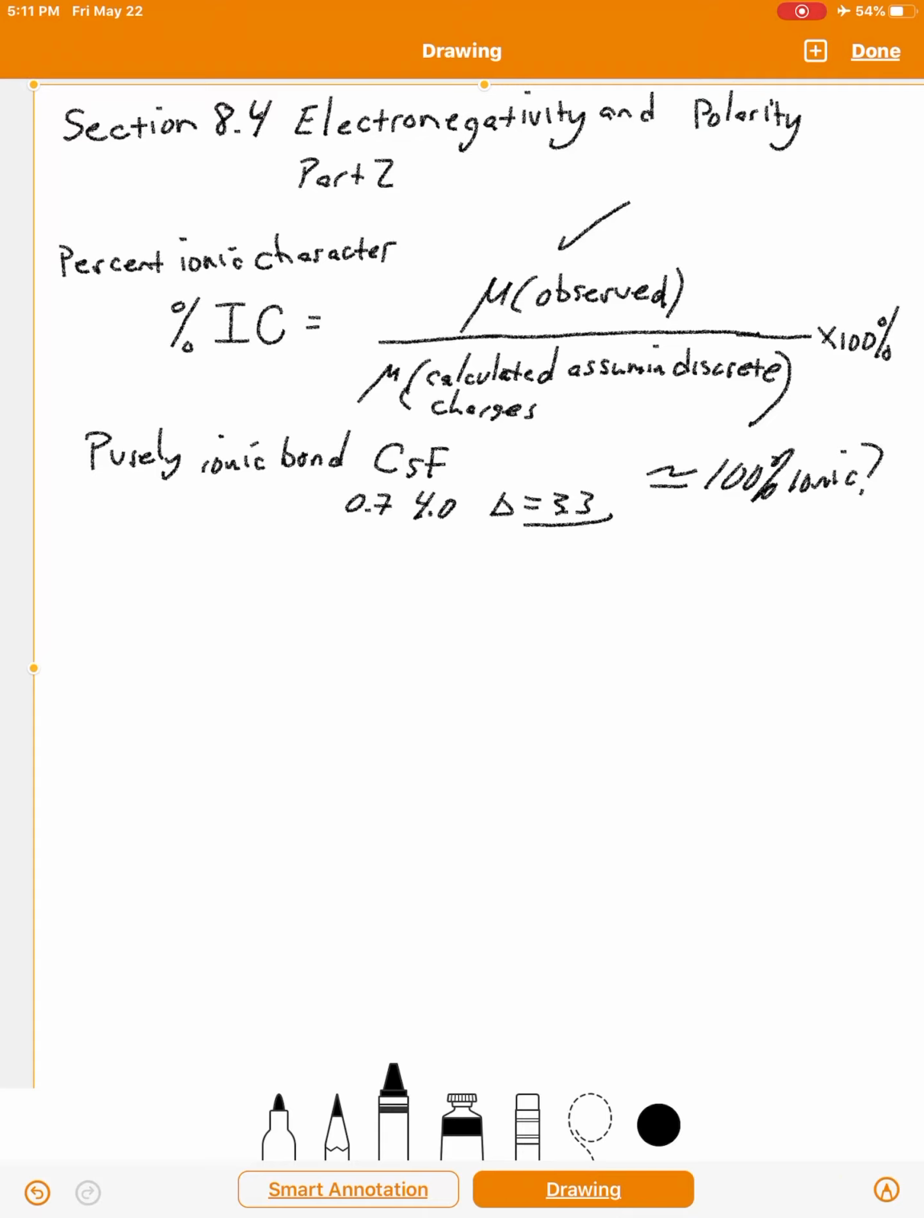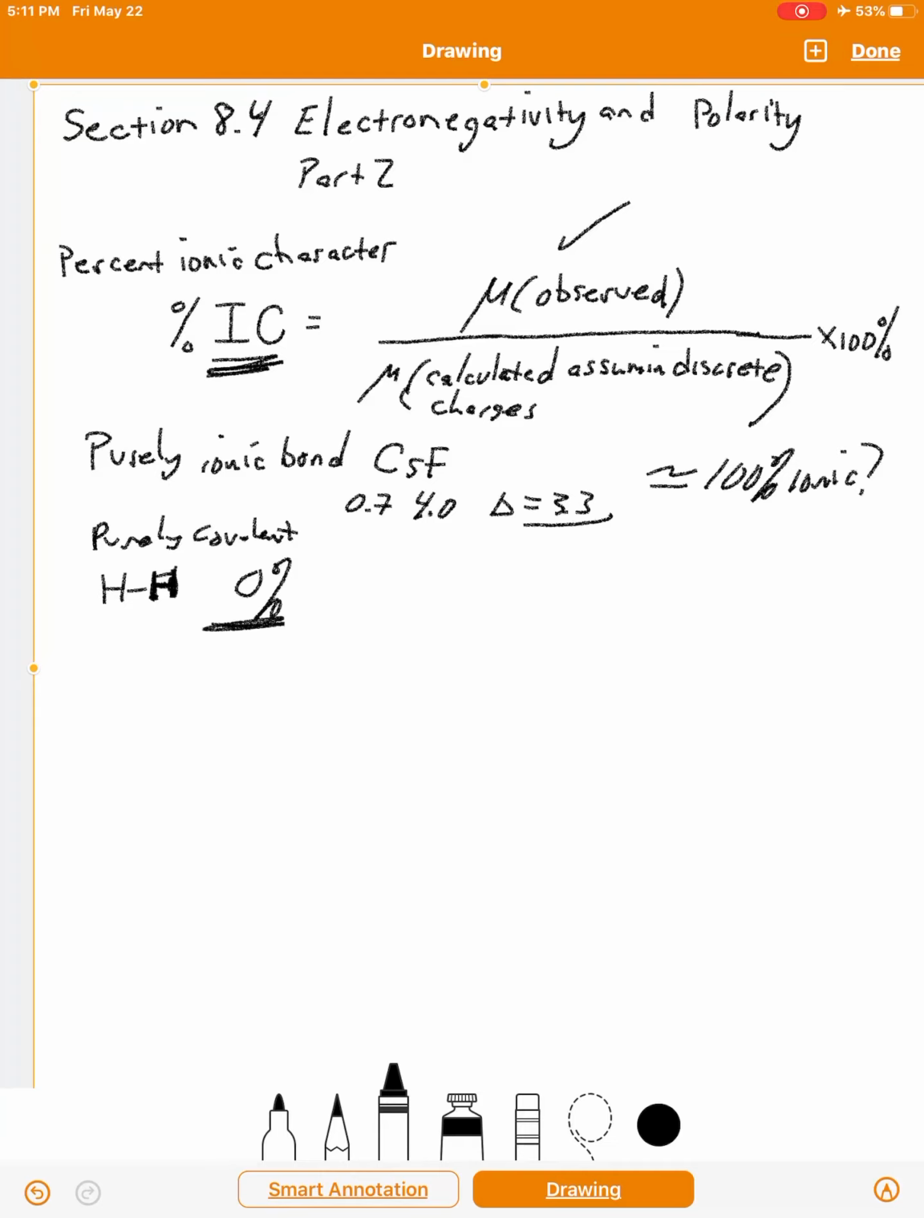Now, suppose we said we're going to have something that's purely covalent. Oops, sorry. If you have two atoms of the same element, they've got to share electrons equally, so that's got to be purely covalent. You would expect 0%, right? 0% ionic character. It shouldn't be ionic at all.